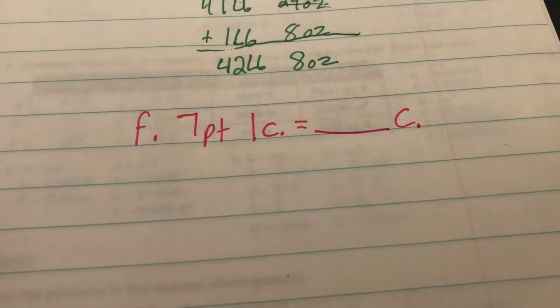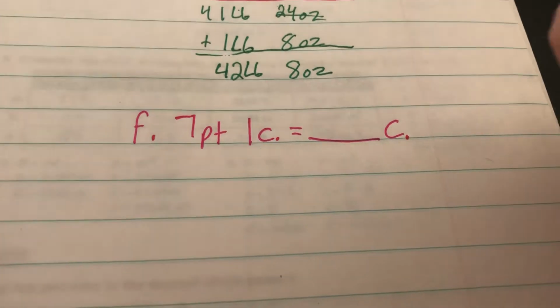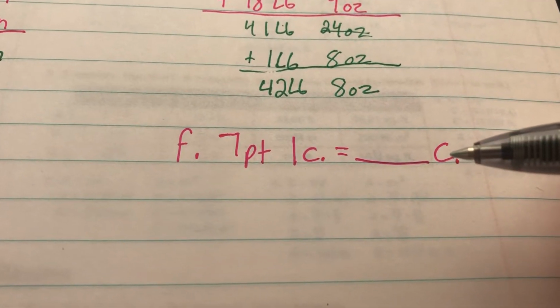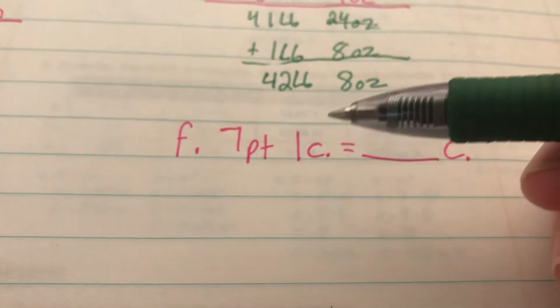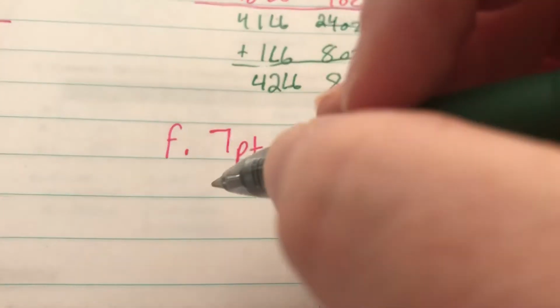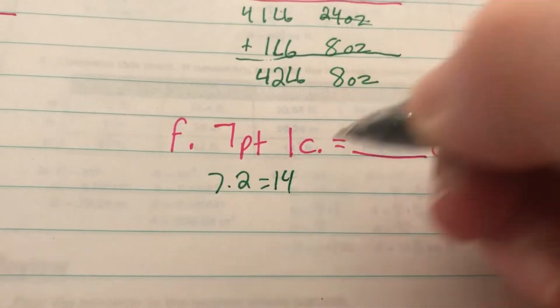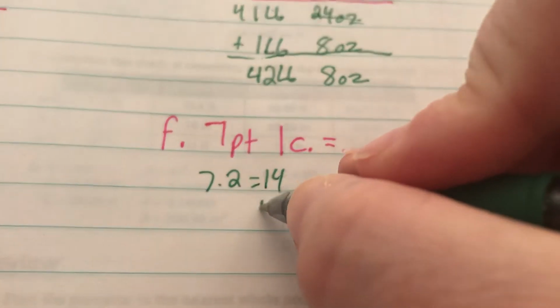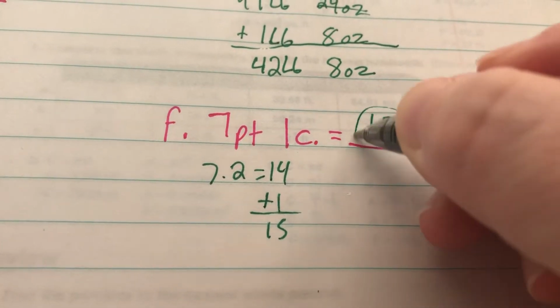Skip ahead to F. We have 7 pints, 1 cup equals blank cups. Well, I know that 2 cups equals 1 pint. So 7 times 2 equals 14, plus the one I already have equals 15 cups.